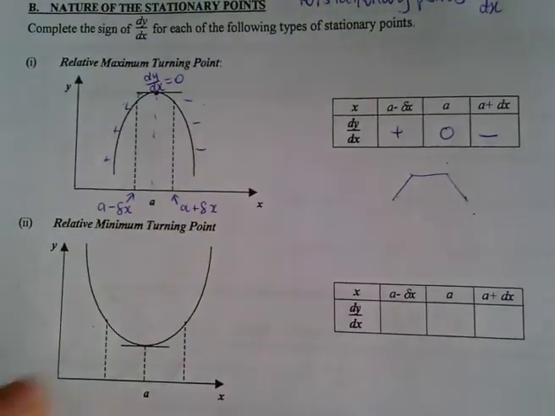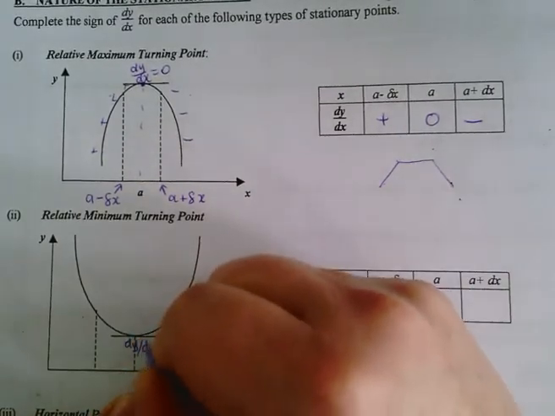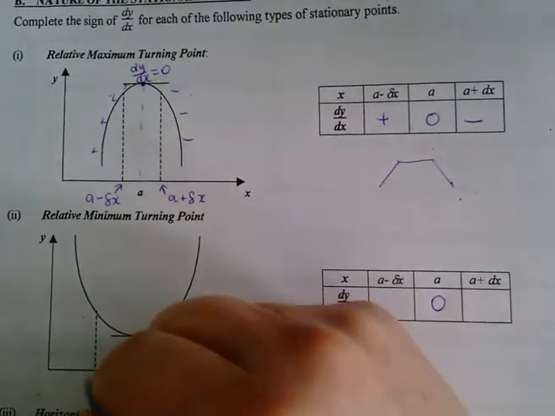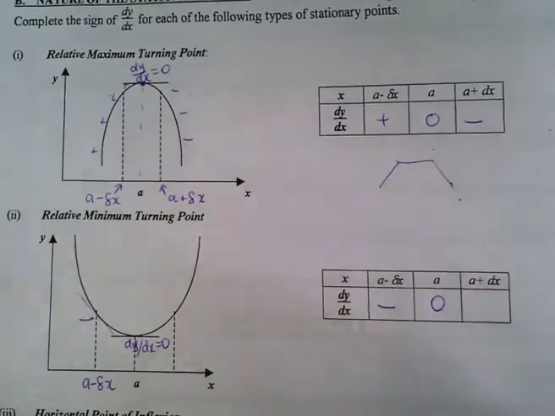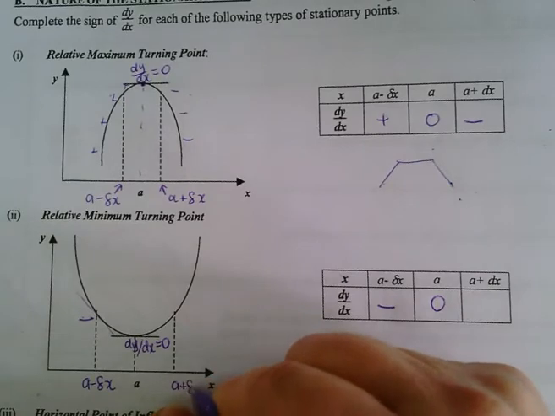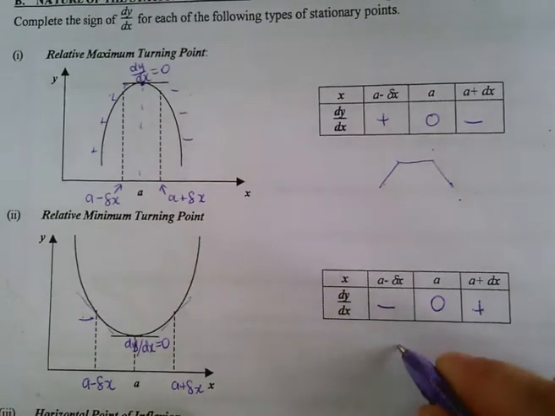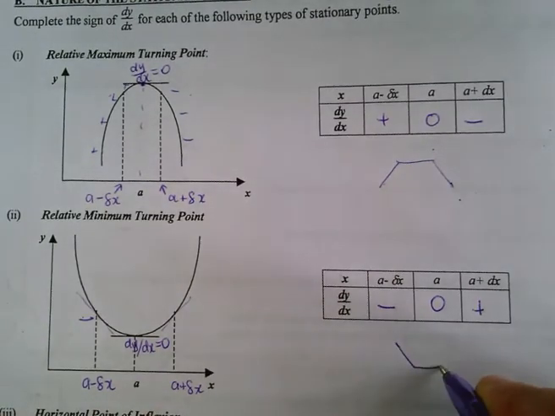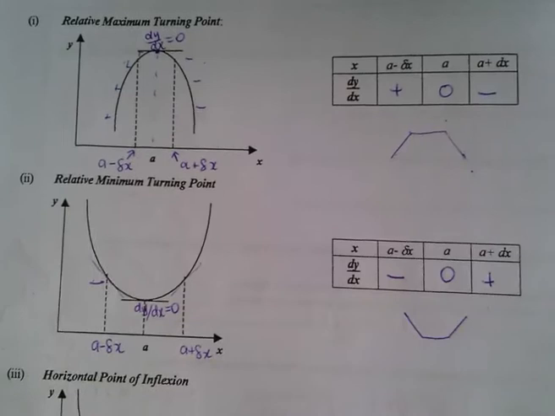Do you get that? All right, this is a relative minimum turning point. So when x is A, we know that the gradient here is 0. On the left-hand side, which is A minus delta x, tell me about the gradient here. Negative. And when this point is A plus delta x, tell me about the gradient there. Positive. So I've got a negative gradient, a 0 gradient, a positive gradient, and I end up with a minimum turning point. So what we're doing is just looking at a curve and saying the gradient here is positive, the gradient there is 0, the gradient there is negative, I've got a maximum. Or the other way around, I've got a minimum.